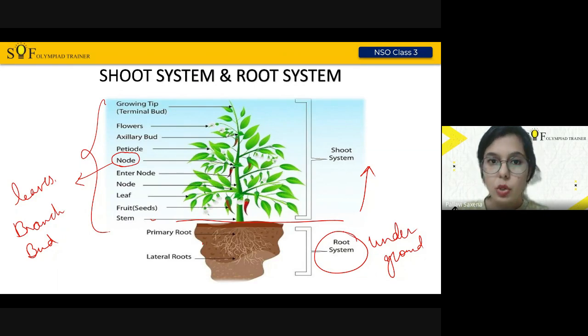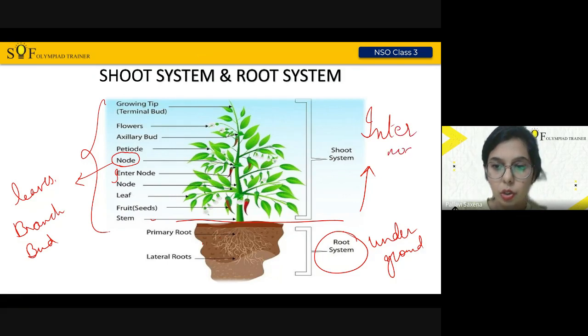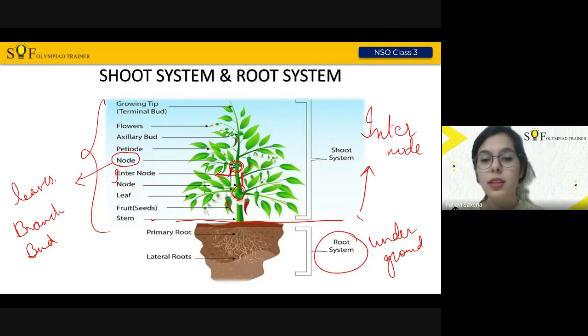And children, if you look carefully, you can also see something called an internode. This is not enter, this is internode, I-N-T-E-R, internode. That is basically the distance between two nodes. Whatever the distance between two nodes is, that distance is called an internode.